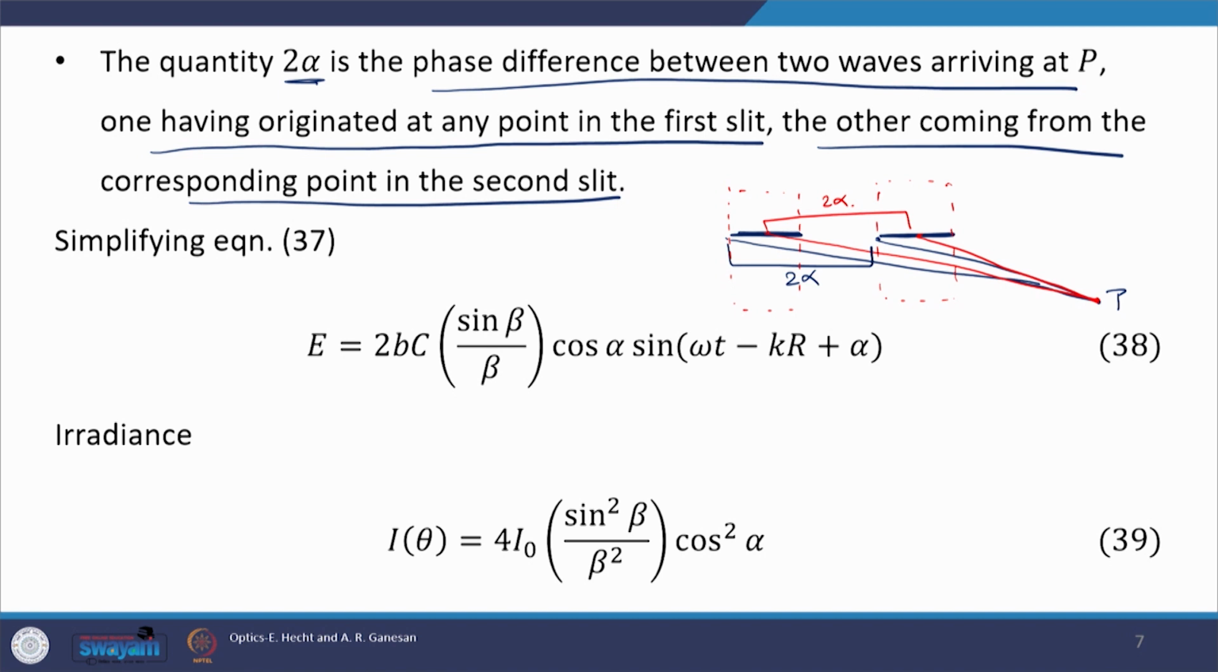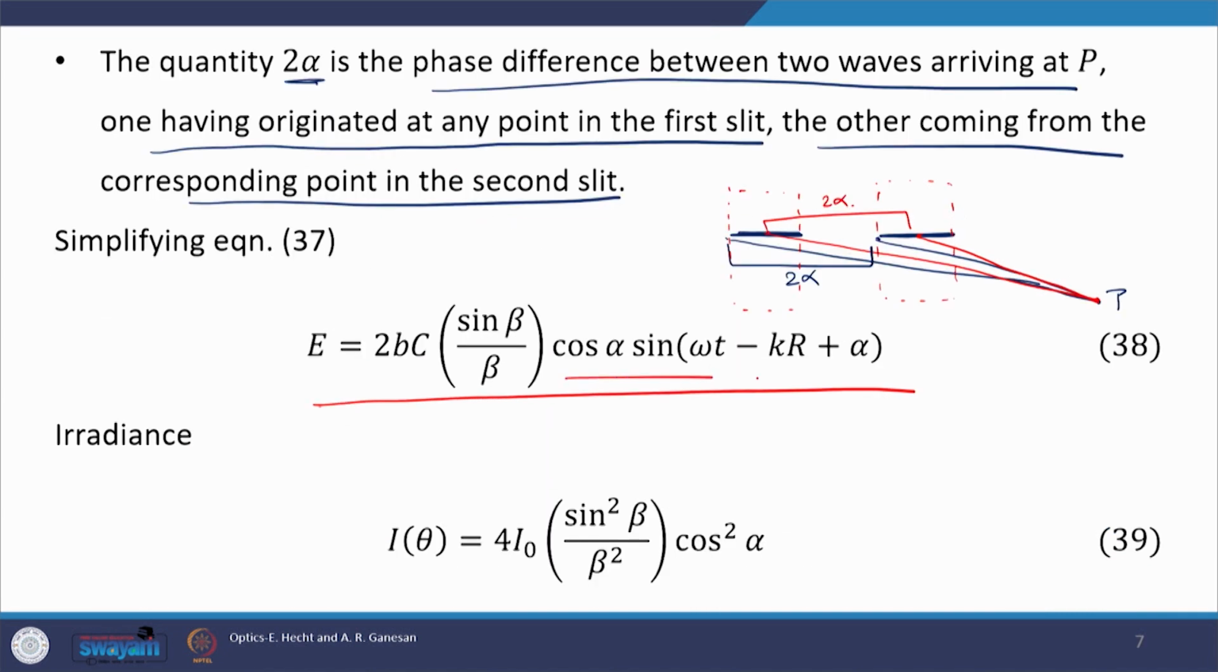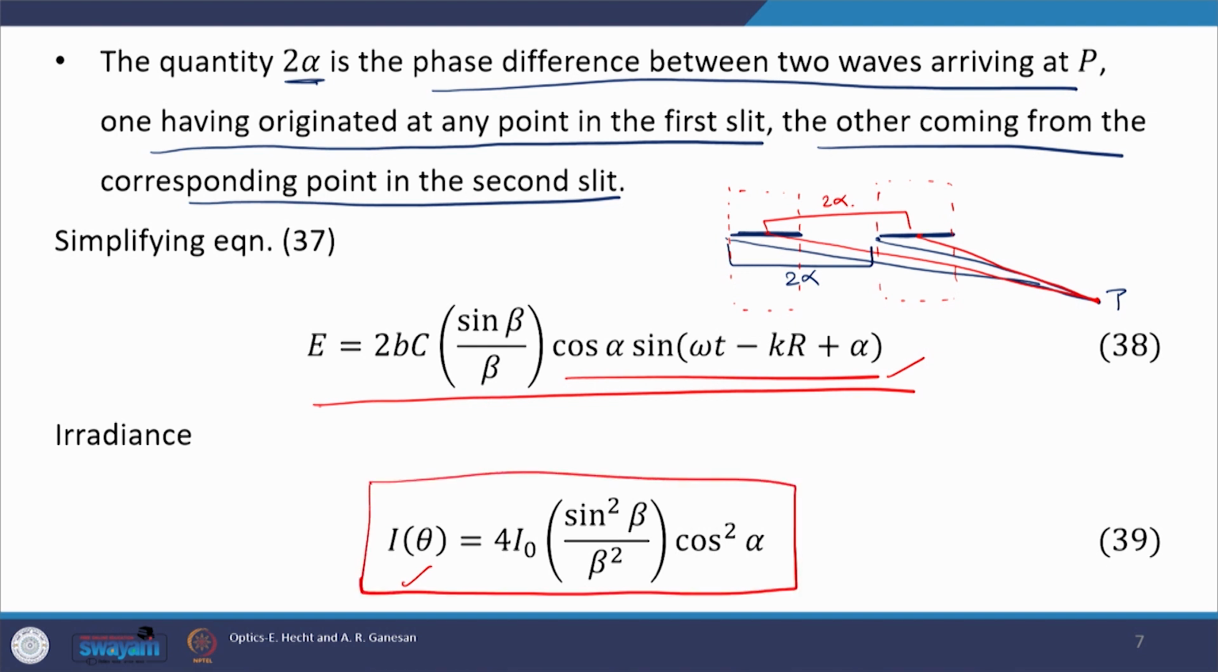Now, from this expression 37, we can write this expression. What is the difference? We just used the sin C plus sin D formula, and then we have a bit simplified expression here. Once the field is known, we can calculate irradiance easily, which is given by equation number 39. Now, here what we see is that we have a constant term which is 4 I naught, and then we have a sinc function here, which is the contribution from the single slit.